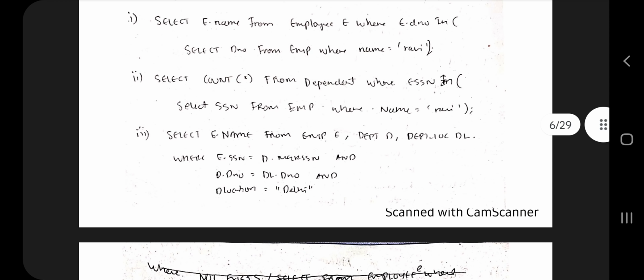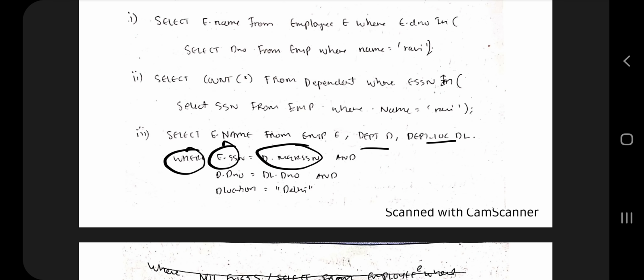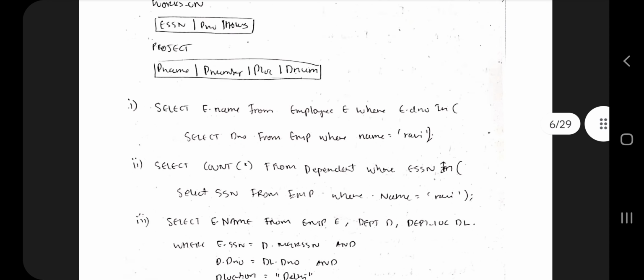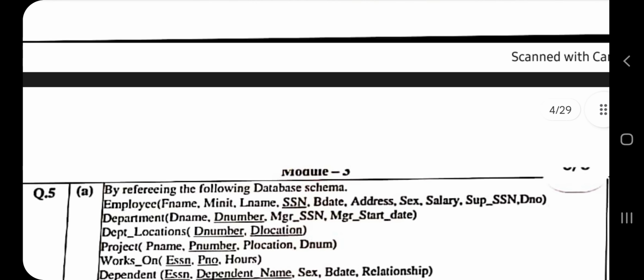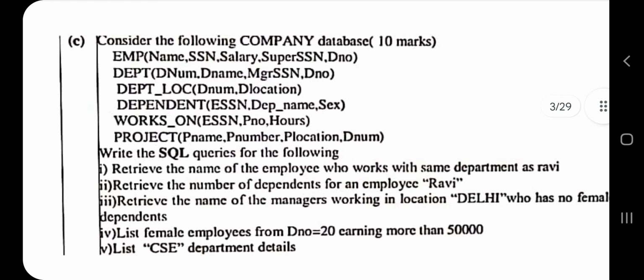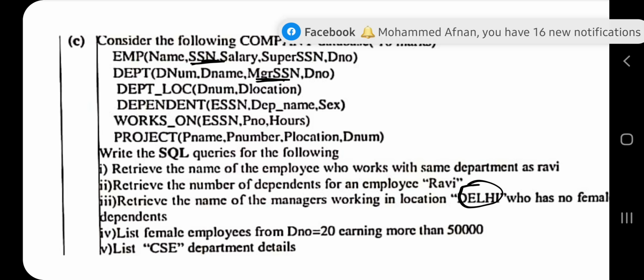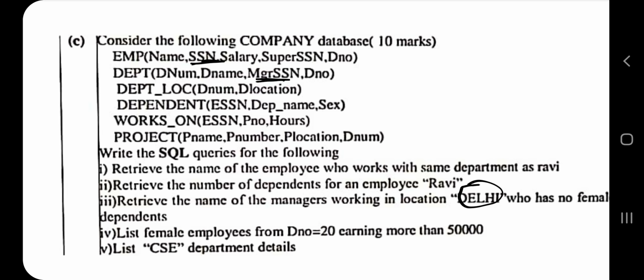So here what we have, department D, department location L, where E.SSN is equal to D.manager SSN. Employee SSN, if it matches the manager SSN, that's the first thing. Okay, so after we have got that manager, till now we have selected the managers of all the departments, but we only need the departments which have the location Delhi. So we have selected this manager SSN and SSN here. Also, along with that, we need to join these two tables.